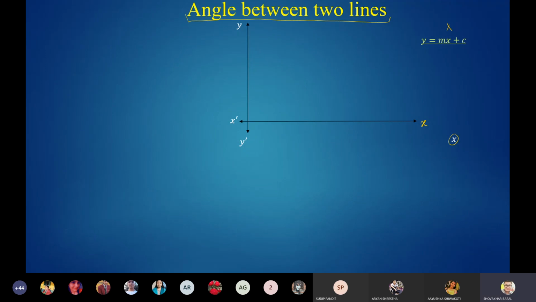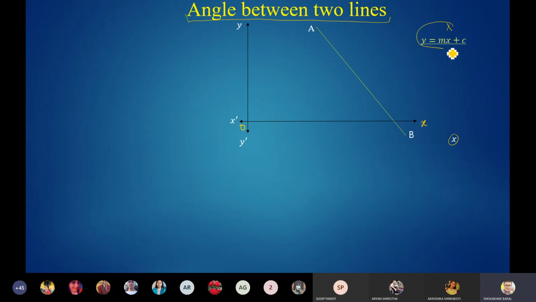Okay, X prime, Y prime. This is the x-axis and y-axis. Or you can simply write here origin also. The intersecting point between the x-axis and y-axis is the origin. Please do it. And let me suppose there is a straight line AB.